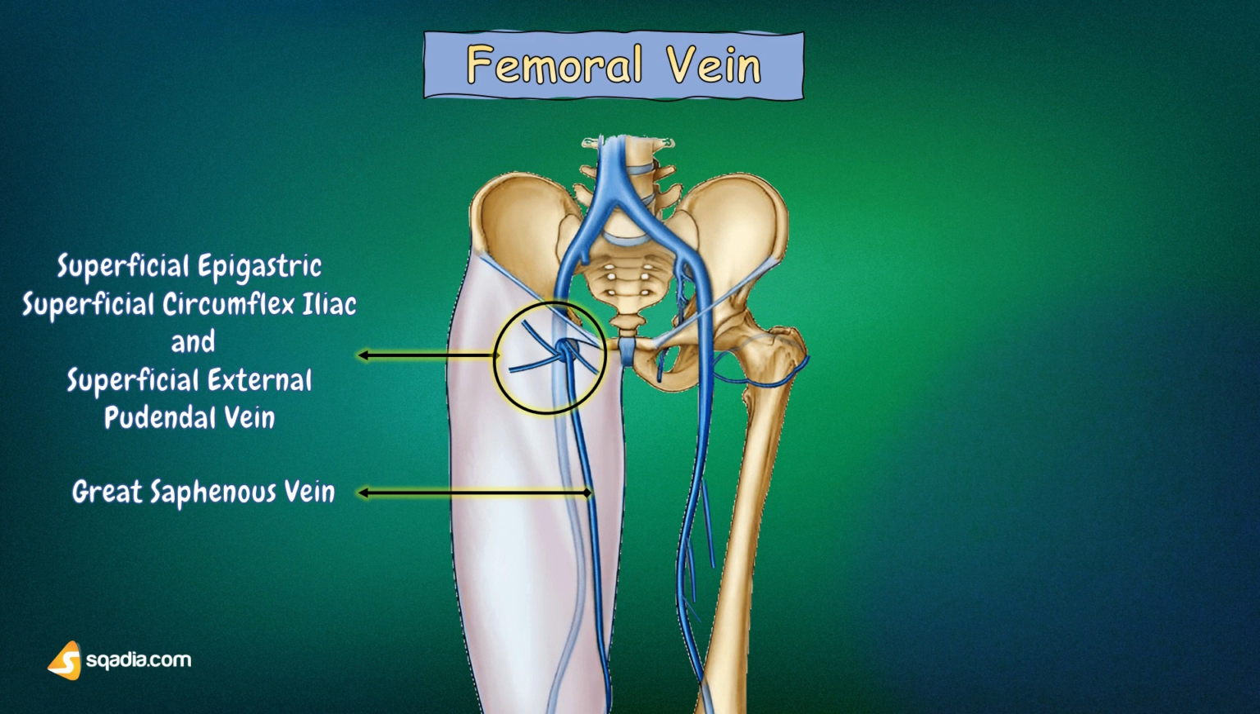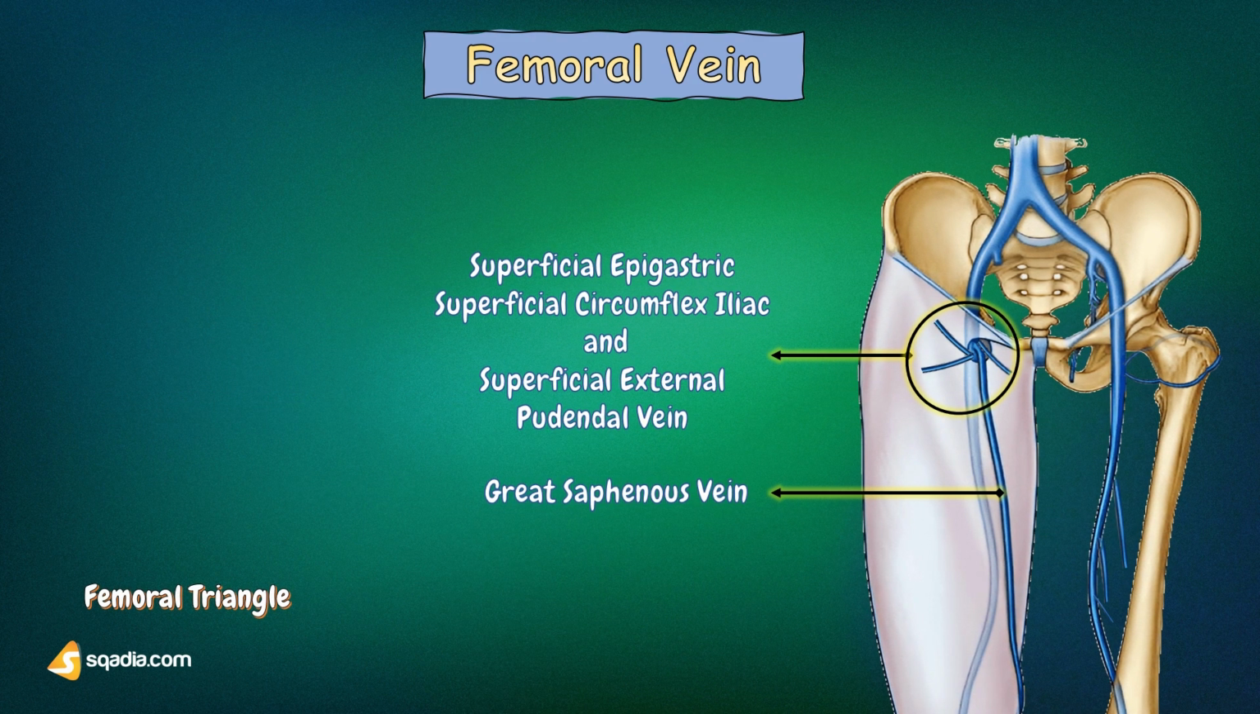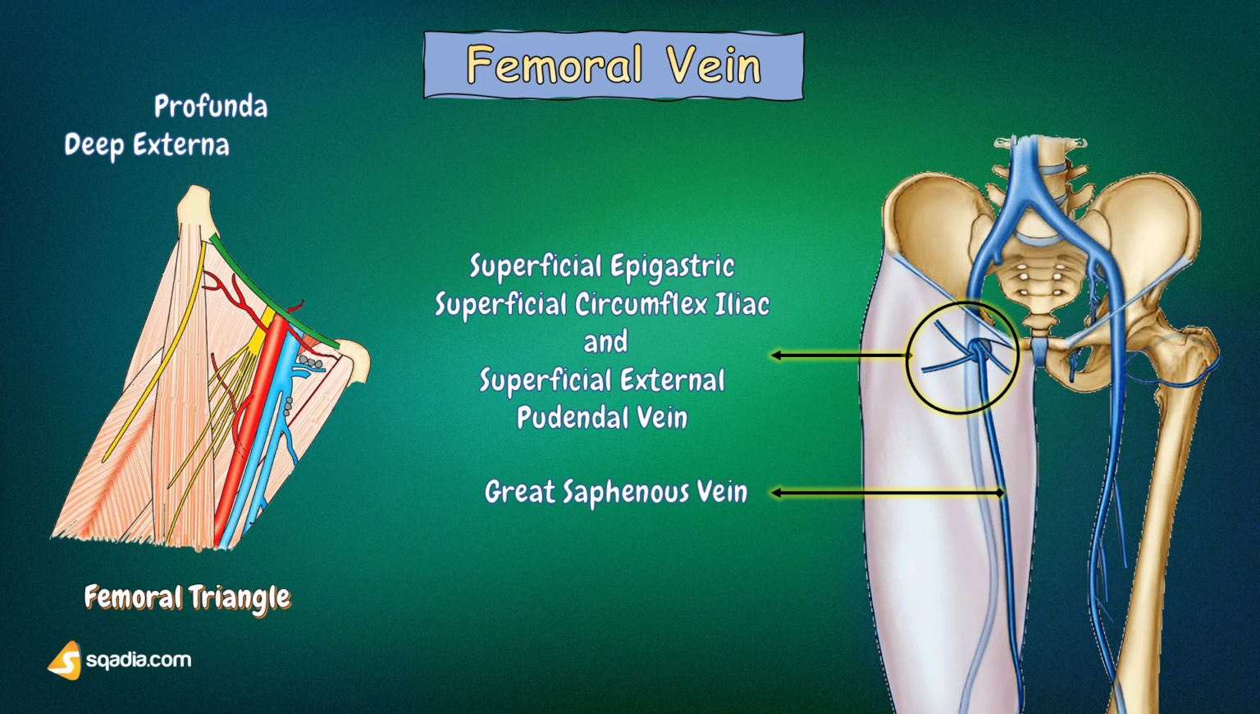There are also the veins accompanying the three deep branches of the femoral artery. That is the profunda, deep external pudendal, and muscular vein. These deep branches are found within the femoral triangle.